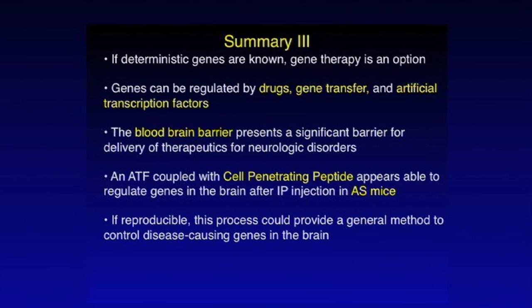It could be that ATFs with cell-penetrating peptides are in fact able to cross the blood-brain barrier. At least they seem to do that in our mouse model of Angelman syndrome. And if reproducible, this process could provide a general method to control disease-causing genes in the brain. But certainly we have a long way to go to show that.